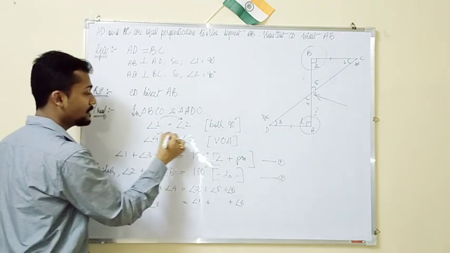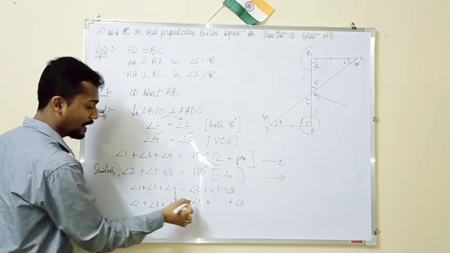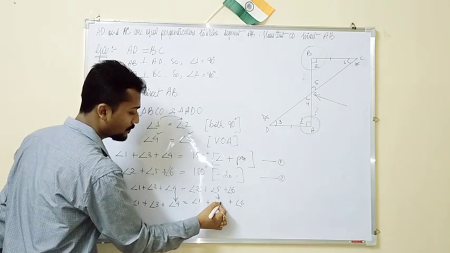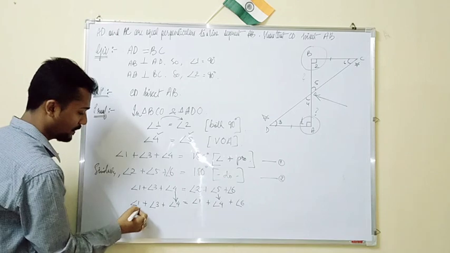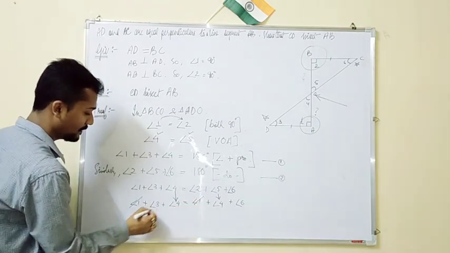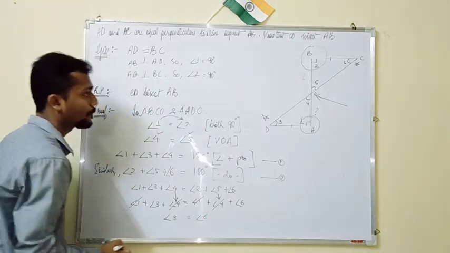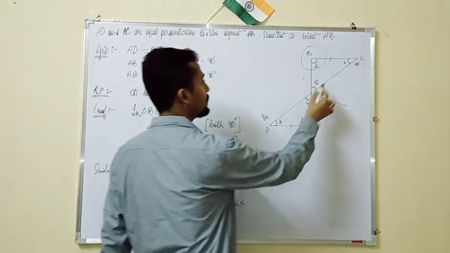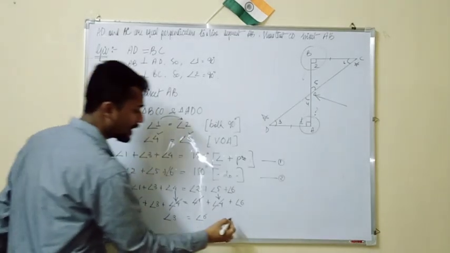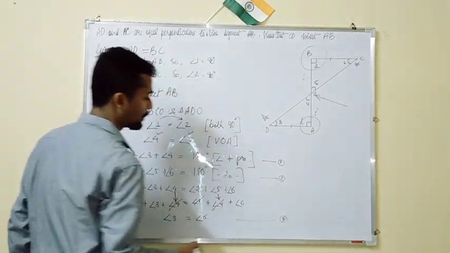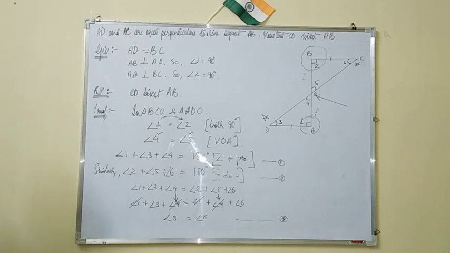Then angle 4 is equal to angle 5. That means 4 will remain 4. If we keep 4 as 4 and 5 as 4, we can write angle 5 is equal to angle 4 because both are equal. Isn't it? Then what can we get? Angle 1 will be cancelled. Angle 4 will be cancelled. And we conclude that angle 3 is equal to angle 6. Isn't it? Mark it as equation 3.